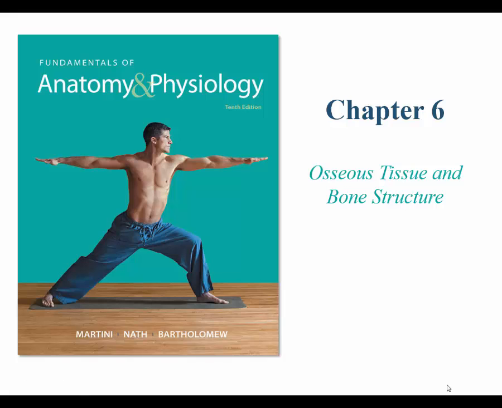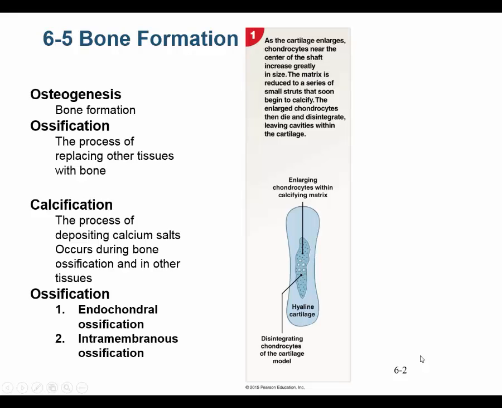All right, folks. So this is the next part, 6-5. This is the meat of the chapter. It's not to say the other sections aren't important. They are. But this is about bone formation. So how do we get this darn bone anyway?